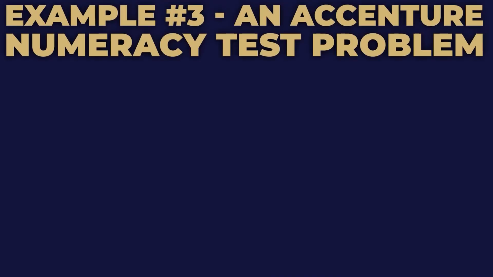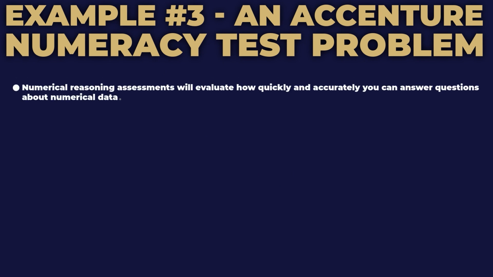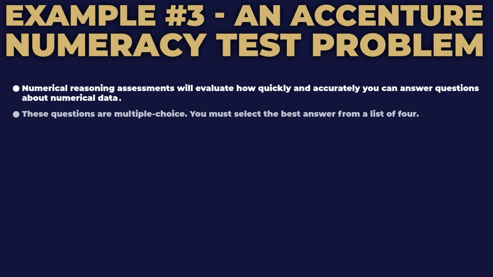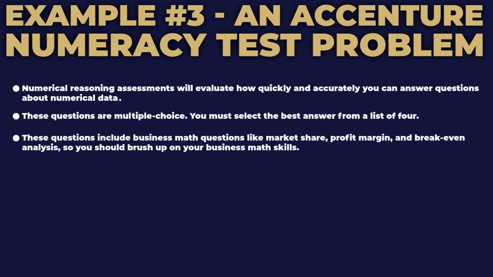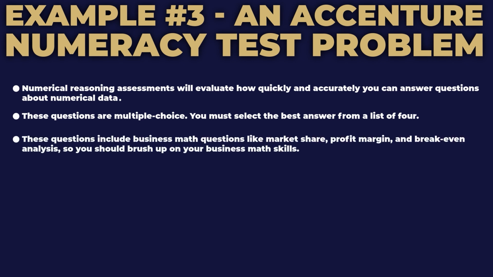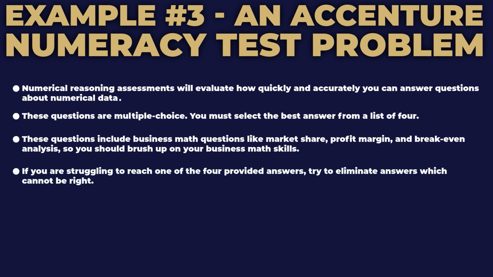Example number 3, an Accenture Numeracy Test problem. Numerical reasoning assessments will evaluate how quickly and accurately you can answer questions about numerical data. These questions are multiple choice. You must select the best answer from a list of 4. These questions include business math questions like market share, profit margin, and break-even analysis, so you should brush up on your business math skills. If you are struggling to reach one of the 4 provided answers, try to eliminate answers which cannot be right.